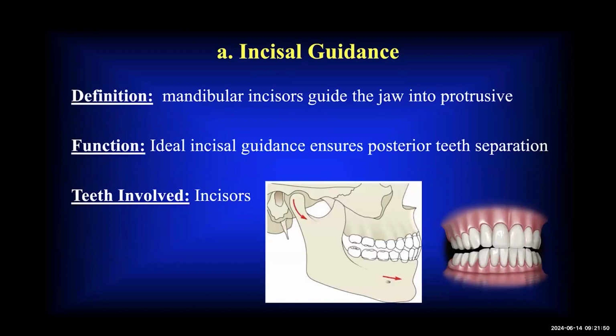What happens, as I said, you go through into a protrusive movement. So the mandibular incisors move forward, and basically what they do as they move forward, they separate the posterior teeth. Therefore, we don't have what is called eccentric contacts.